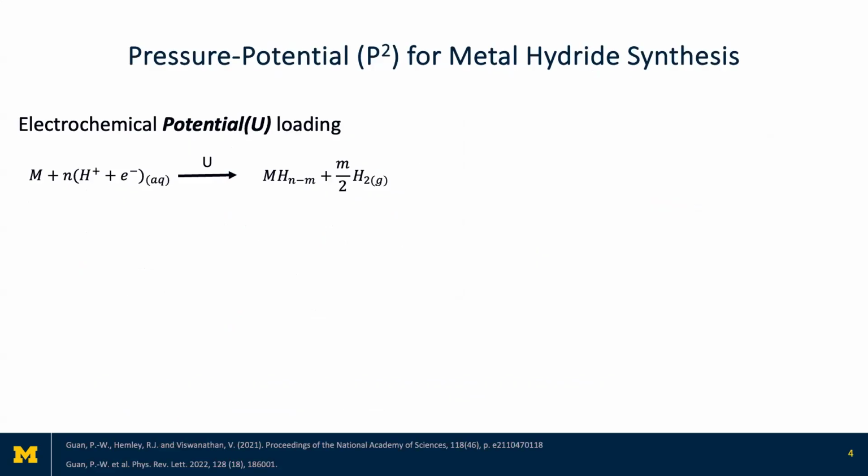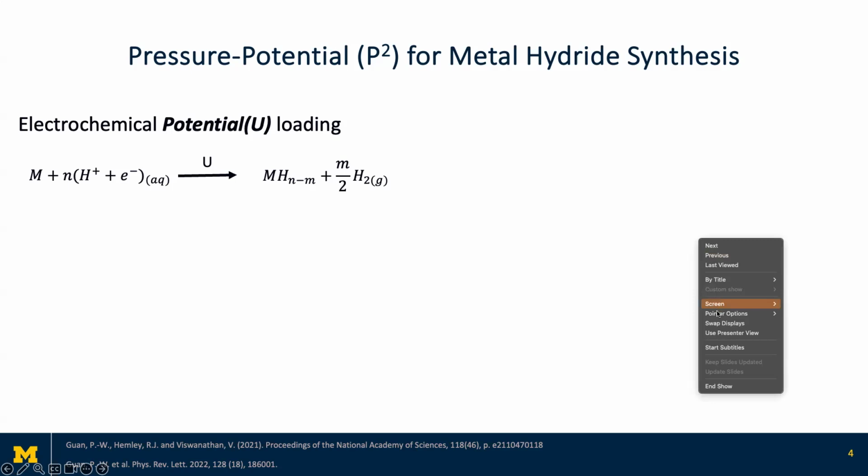Okay, so going into the details, there are at least two ways that people think about loading hydrogen, so to speak, into a metal. The first is the electrochemical pathway where you apply a potential U, and the reaction for that is given here.